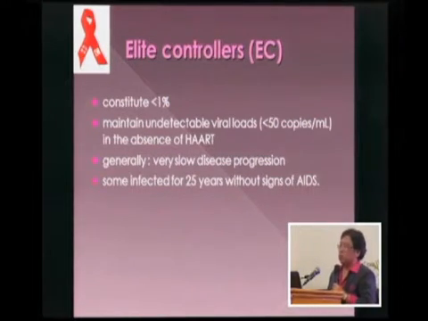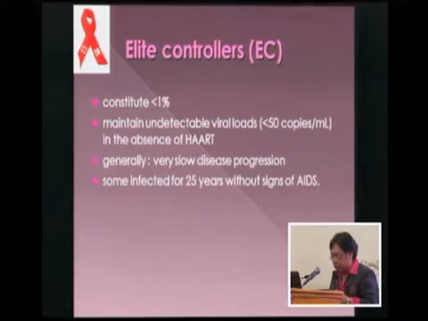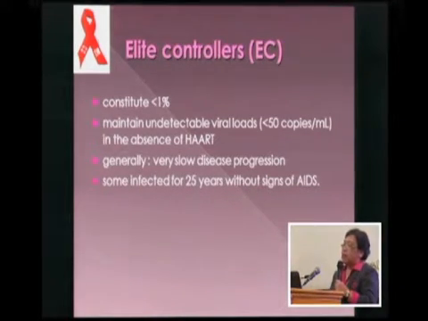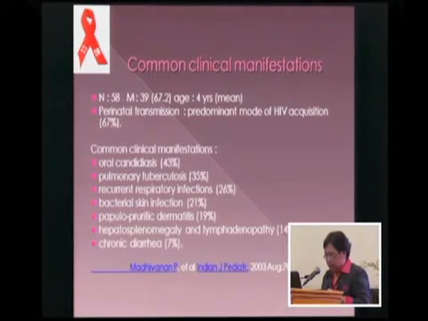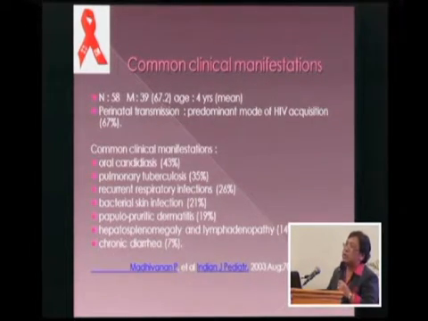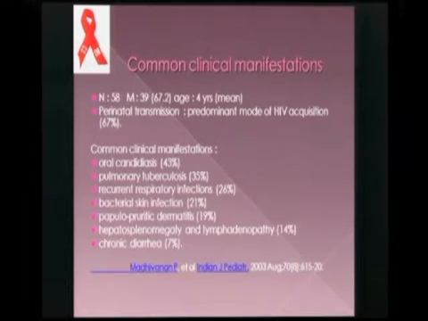What about the elite controllers? They only constitute less than 1% of children with HIV. They usually maintain undetectable viral loads, which is usually less than 50 copies per ml, in the absence of highly active antiretroviral therapy. This means that they still have the HIV, kaya lang hindi nila ma-detect. Generally, there's very slow disease progression. And in fact, there were some infected for 25 years without signs of AIDS.